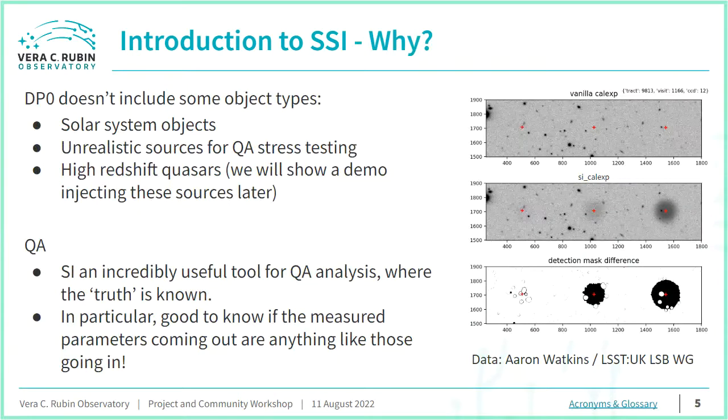So why do we want some synthetic source injection? DP0 doesn't include some object types. We've heard this come up recently. People have talked about my favorite celestial object is not in DP0. What do I do? My favorite celestial objects are not in DP0 because high redshift quasars are incredibly rare. And if I would like more than one per 1,000 square degrees, I need to make them myself. Other people's favorite celestial objects are also not there. So we hope to talk you through how you can make sure that you get 10,000 per square degree.